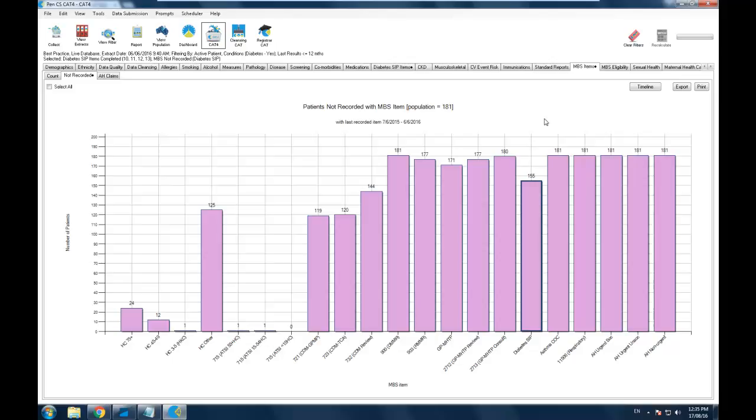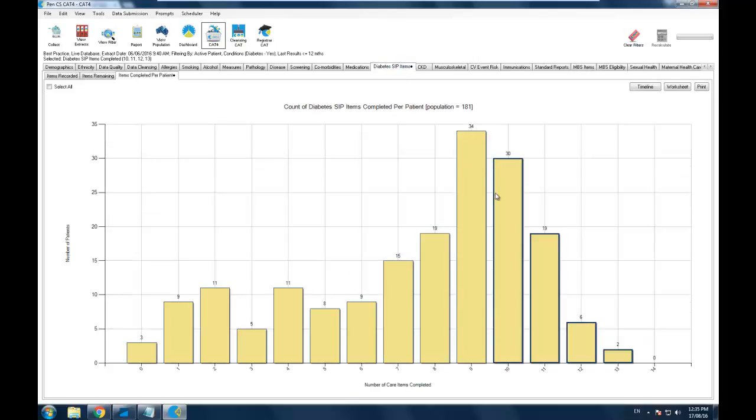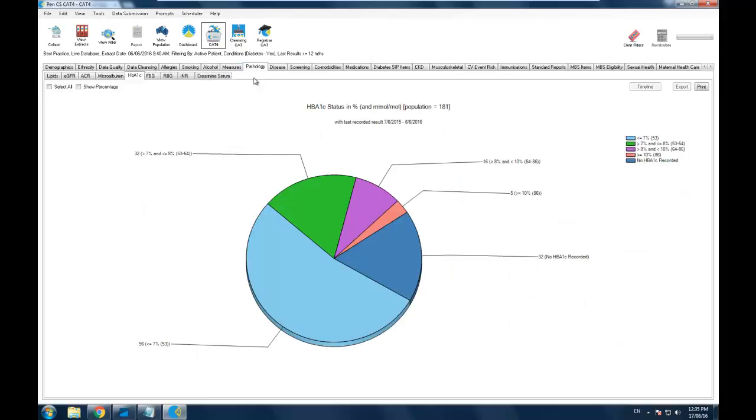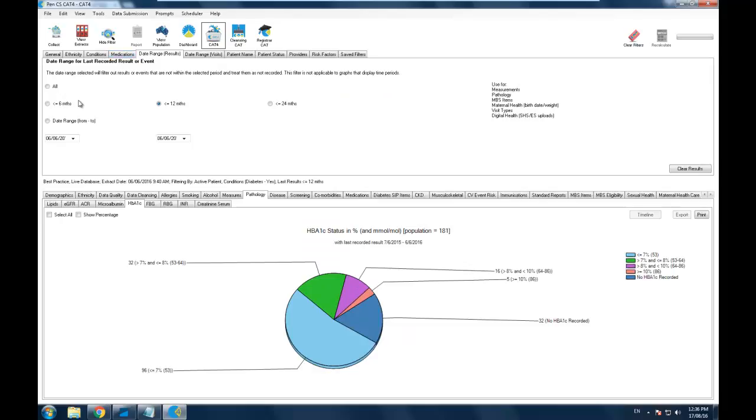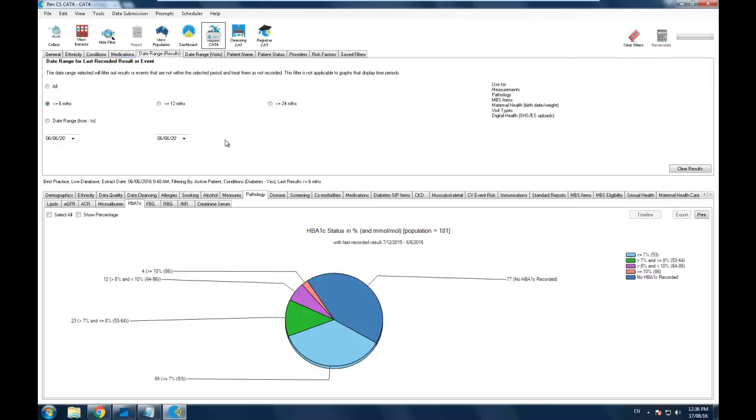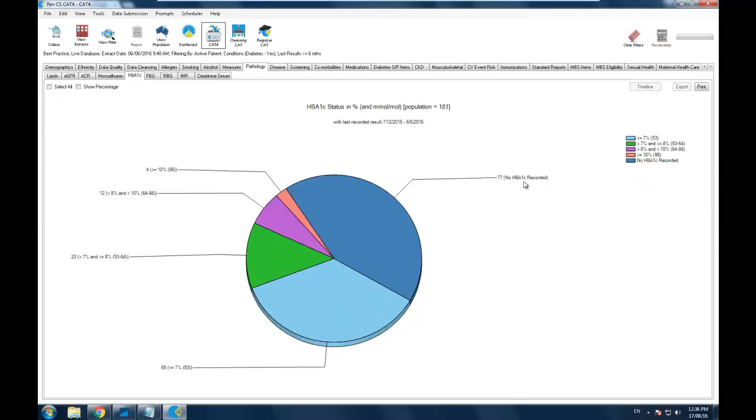This was an example for a selective cross-tabulation where I've only selected 1 item in there. But I'll just show you an example for something else. So if we go in and you're looking at our pathology again, and let's be strict once more with the 6 month, and we're back to our 77 people with no HbA1c recorded.